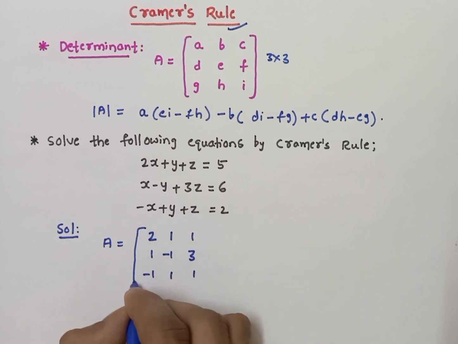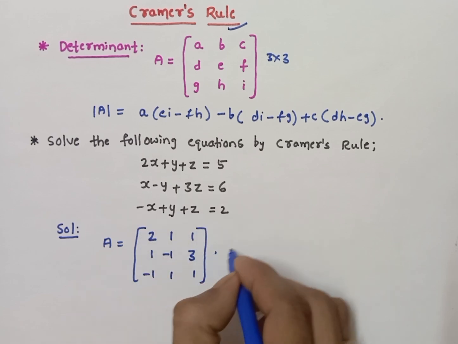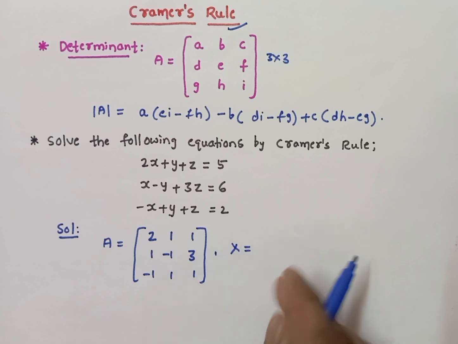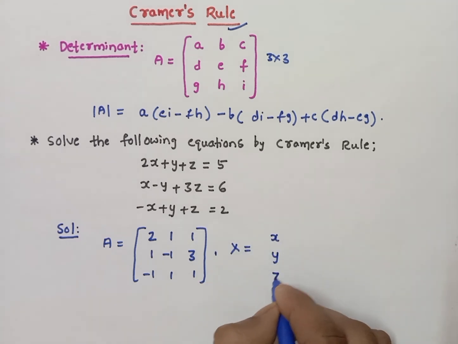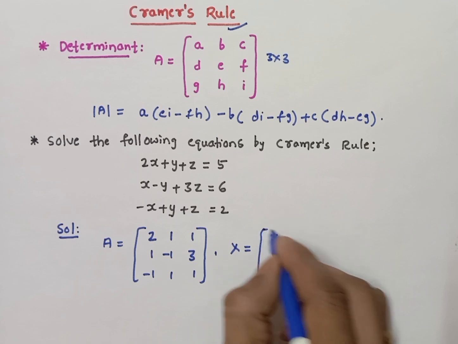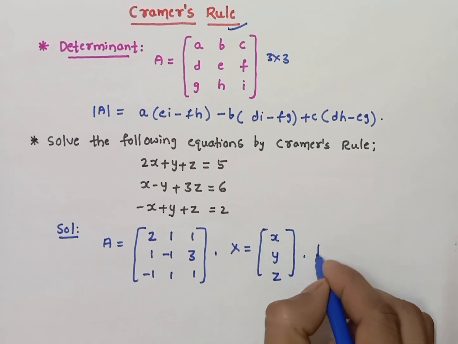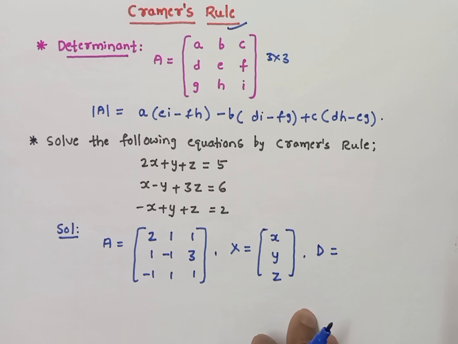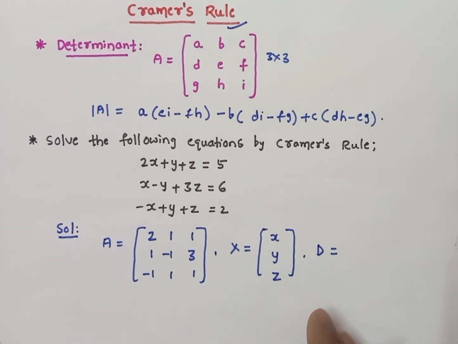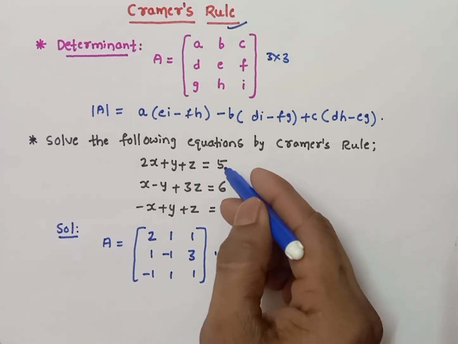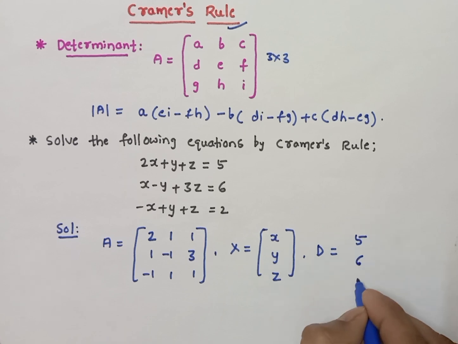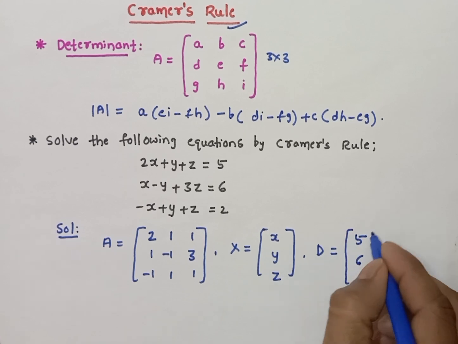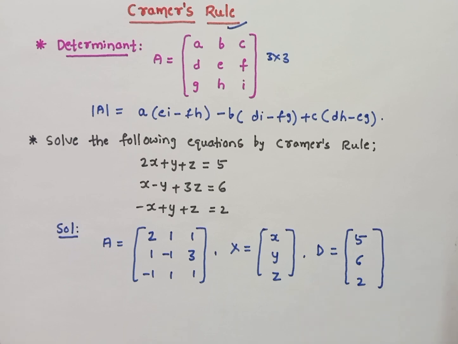So this is the matrix A, and next the X matrix. We have to find the values of x, y, z only, so the X matrix will be small x, small y and z. And we'll get one more matrix, named D. How do you get matrix D? It is nothing but all the RHS values of the equations, that is 5, 6, 2. So this is the first step after the three equations are given in the question: we have to make these matrices.